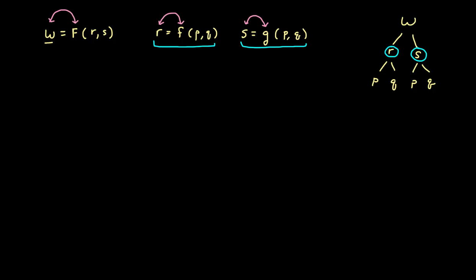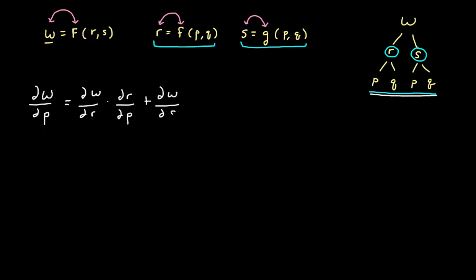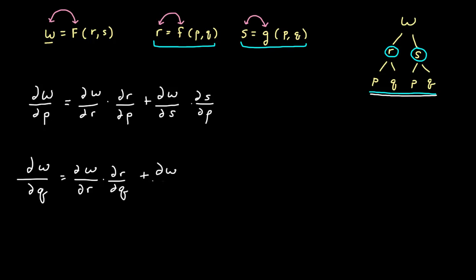So let's write the chain rule partition for this particular scenario. Now, if I wanted to find the partial derivative of w with respect to, let's say, p, this bottom rung here gives us the variables of interest. So par w par p is going to be the partial derivative of w with respect to r times the partial derivative of r with respect to p. And then I have to add to that the partial derivative of w with respect to s times the partial derivative of s with respect to p. In a similar way, the partial derivative of w with respect to q is going to be the partial derivative of w with respect to r times par r par q plus par w par s times par s par q.